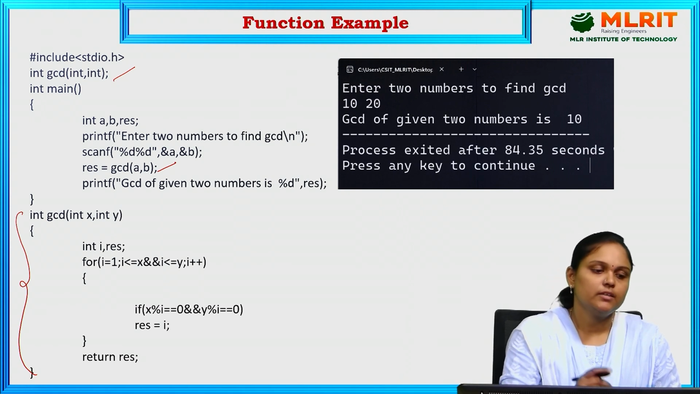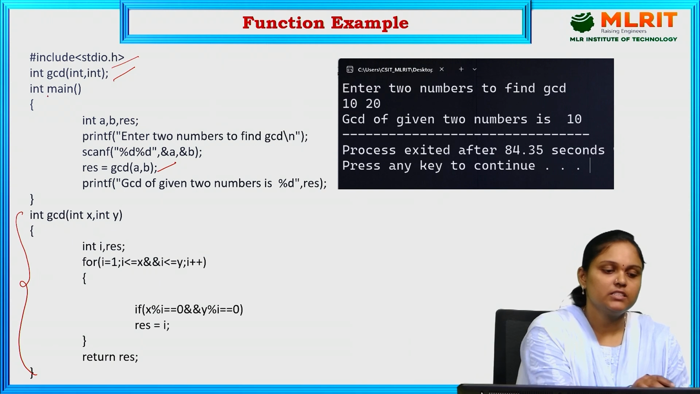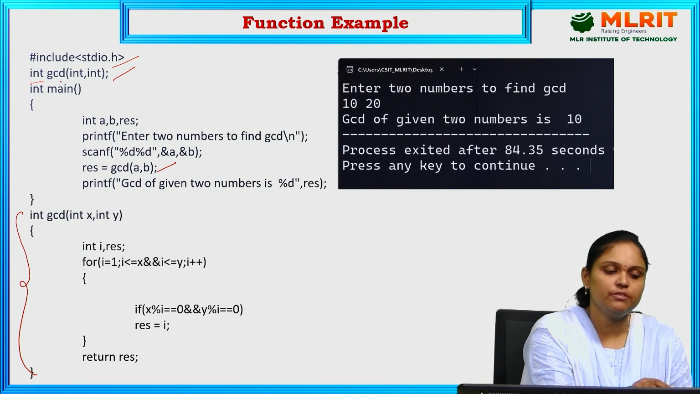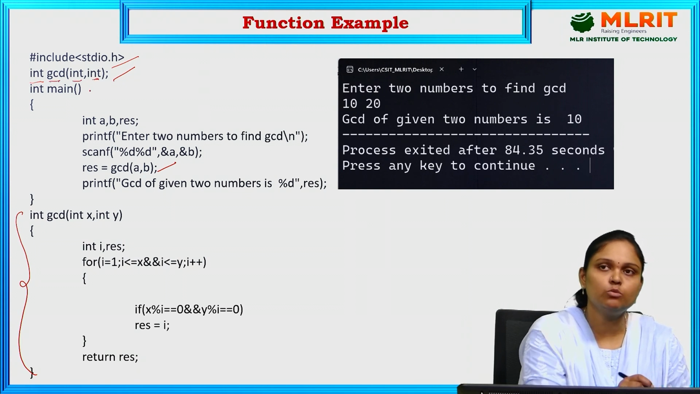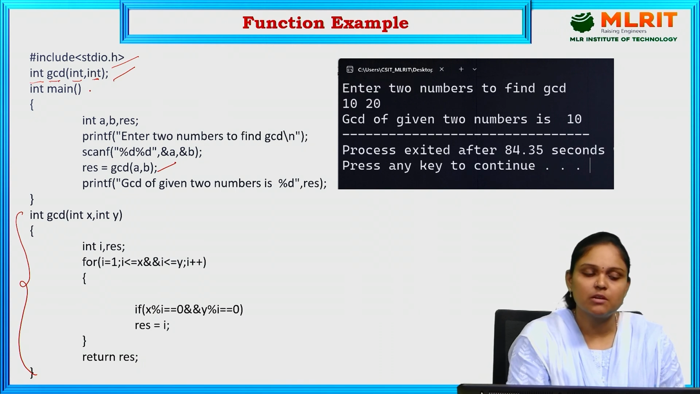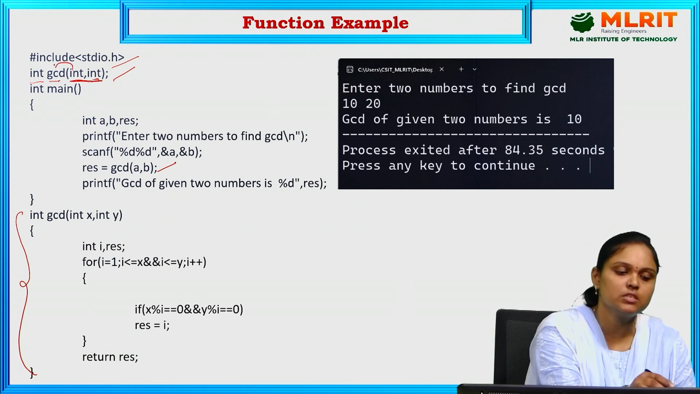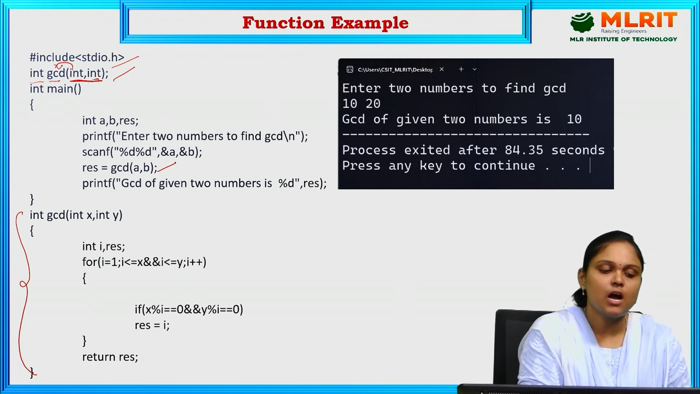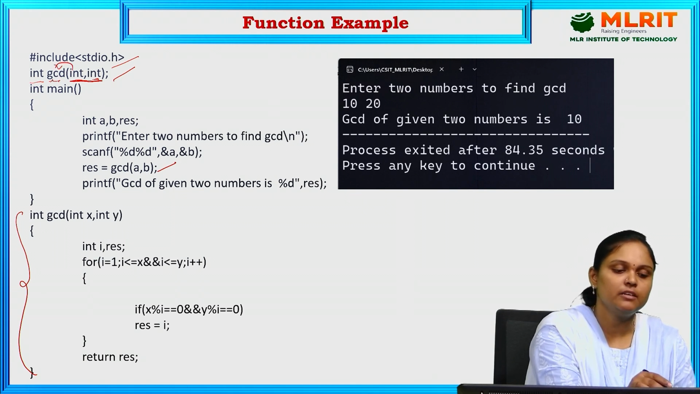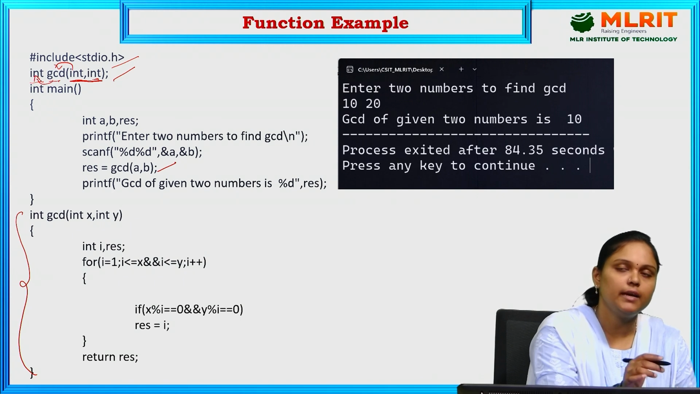For that, this is a header file. And next is the function declaration. Int is the return data type. GCD is the name of the function. And next, int comma int: here we are mentioning two data types, which means these two values of integer type we are passing as input to this GCD function. And the output we are getting from the GCD function is int.